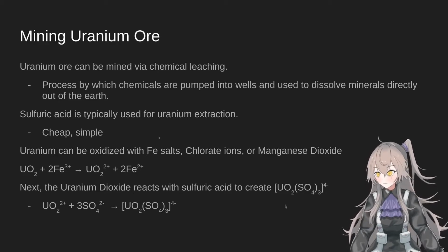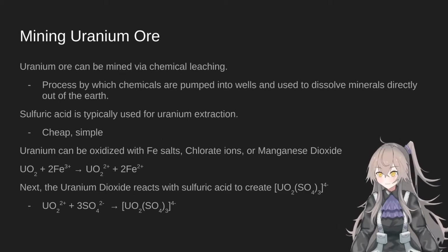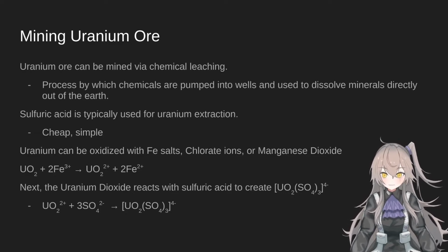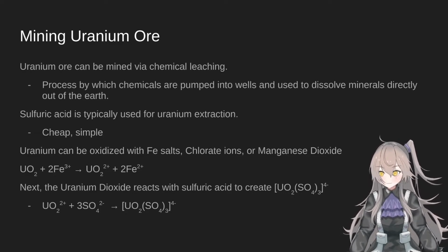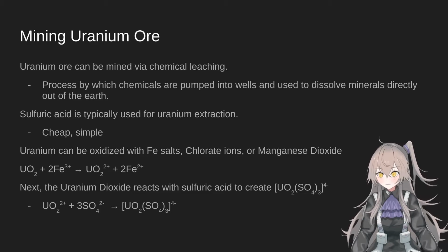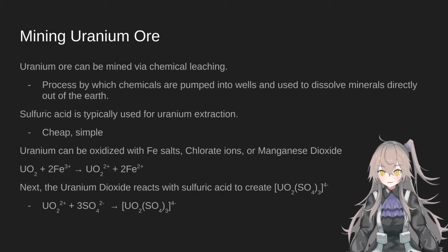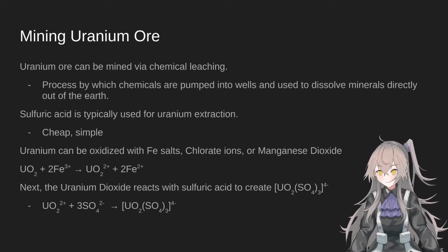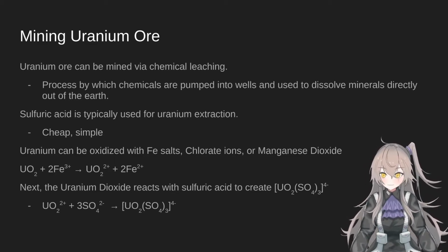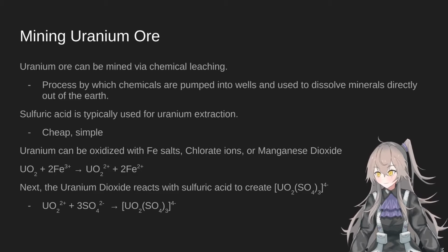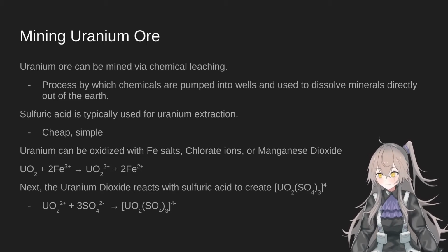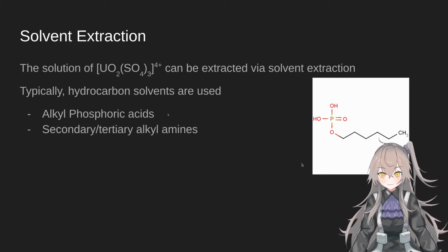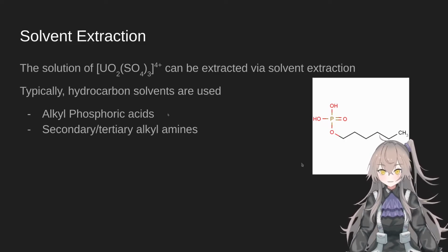The actual reaction that the uranium is undergoing is an oxidation, and this needs to be done through some oxidizing agent. This can be done with iron salts, chloride ions, or manganese dioxide, and the reaction is shown on the screen. After it is oxidized, it reacts with sulfuric acid to form the uranyl sulfate molecule. This is the molecule that will actually be pumped out of the wells and extracted.